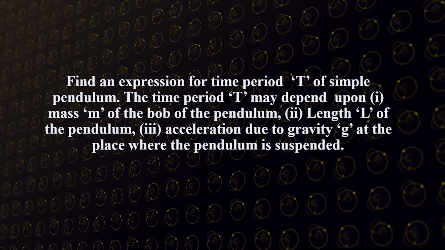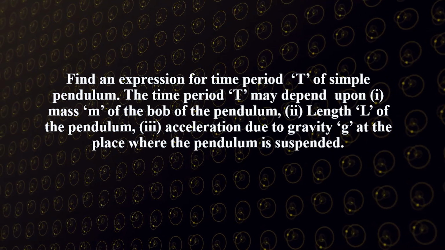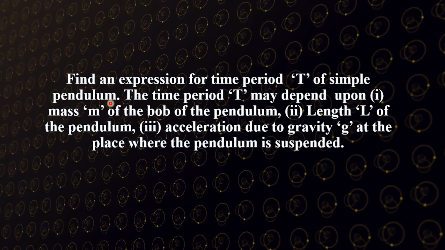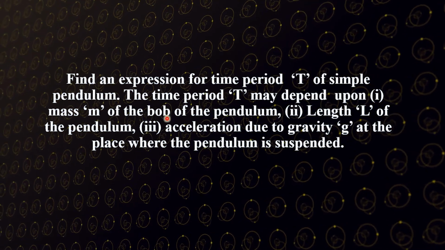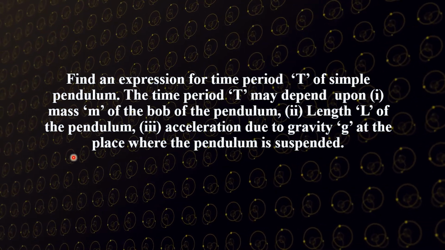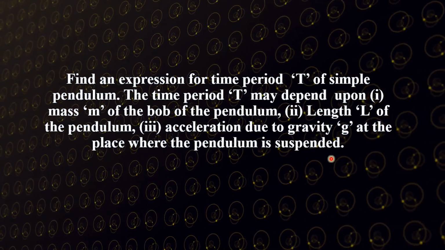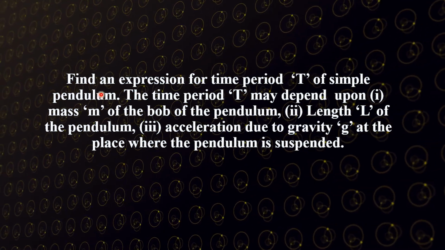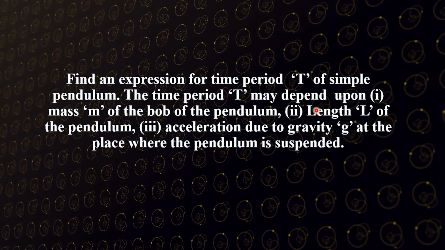Students, this is one of the very important questions that is usually asked in board exams. Let us see the question: find an expression for the time period of a simple pendulum. The time period T may depend upon number 1, the mass of the bob of the pendulum, number 2, the length of the pendulum, and number 3, the acceleration due to gravity at the place where the pendulum is suspended. Those who have started the concept of simple pendulum surely know that the time period of the simple pendulum is dependent on two of these quantities.